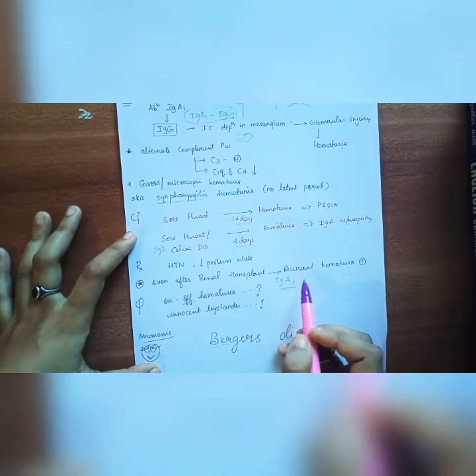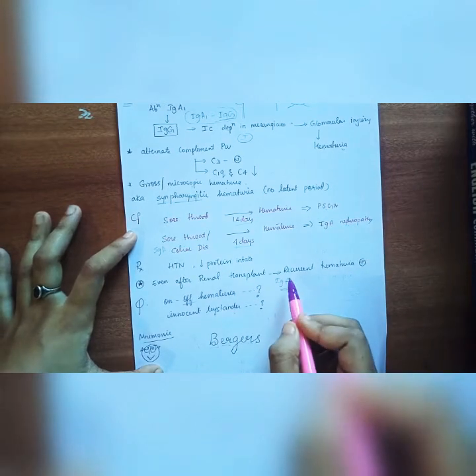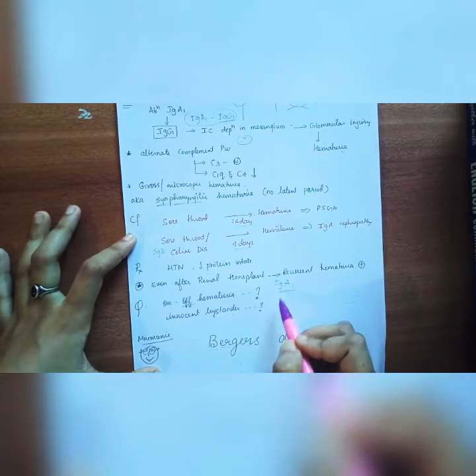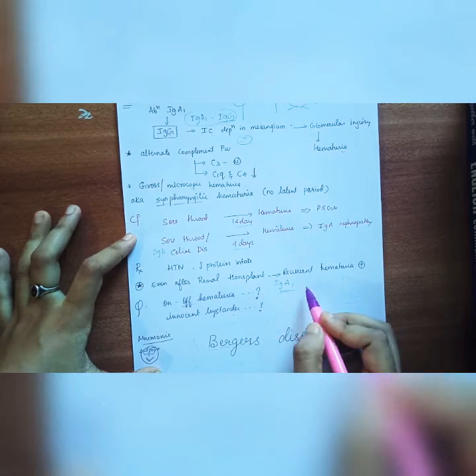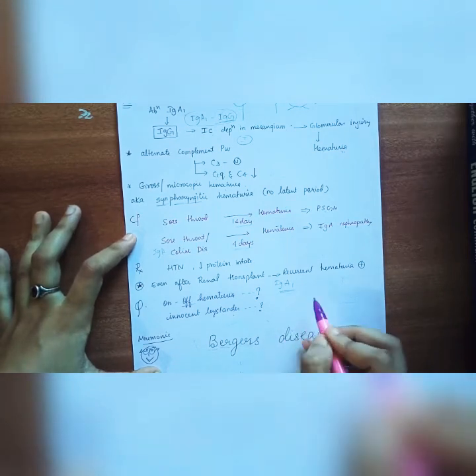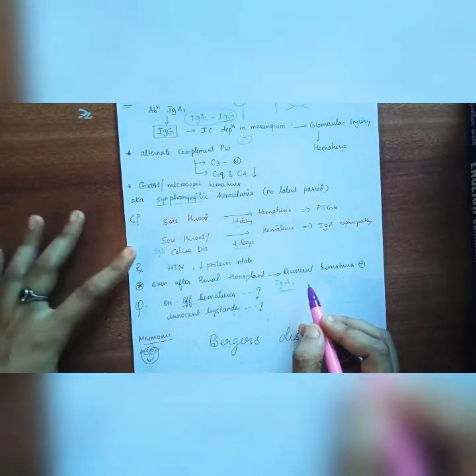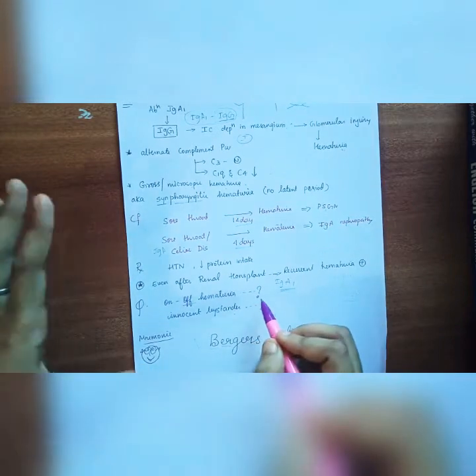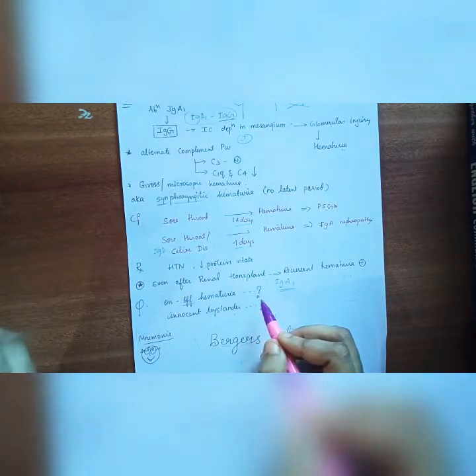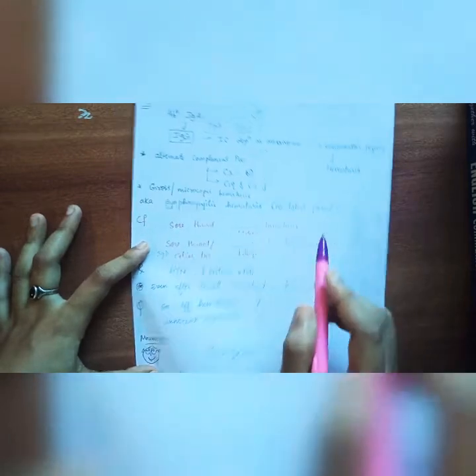And this Berger's disease is known for recurrent hematuria. That is, for some period of time, the disease will subside, and again there will be hematuria. For some period, again there will be no hematuria. The disease will subside, then again there will be hematuria. Basically, this is the normal history with which the patient will come, and he is an adult, so therefore he can explain better, whereas in PSGN it was a pediatric case.